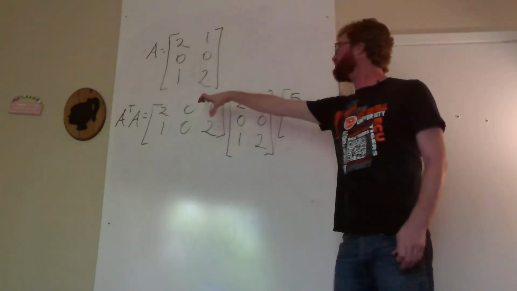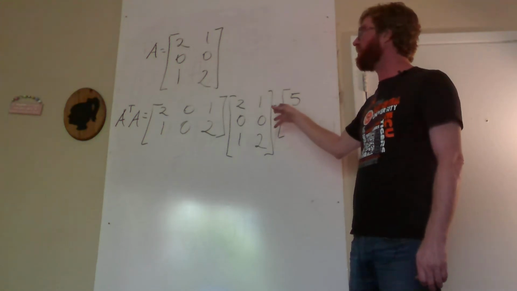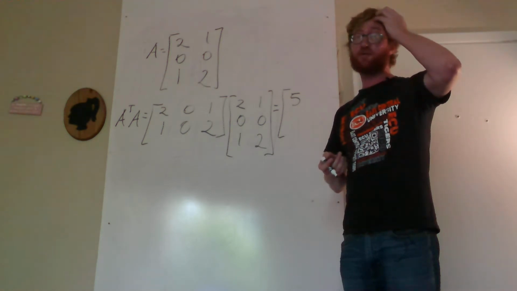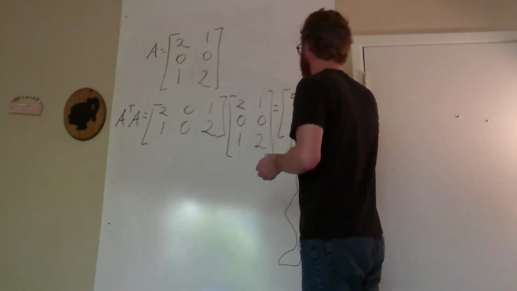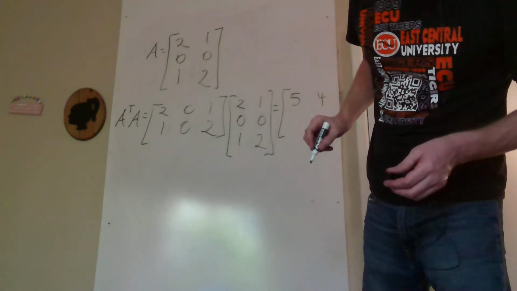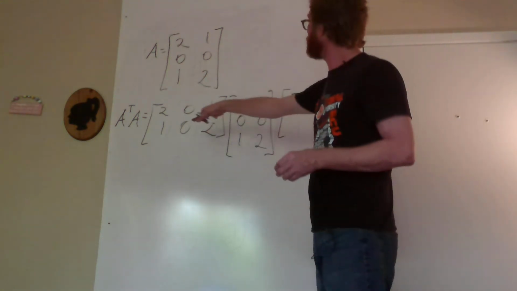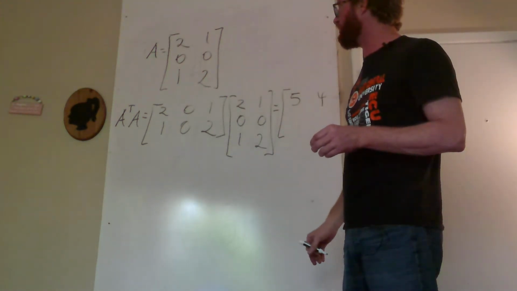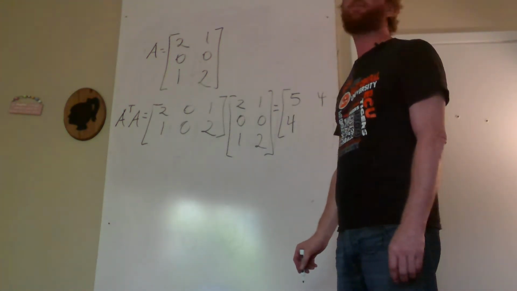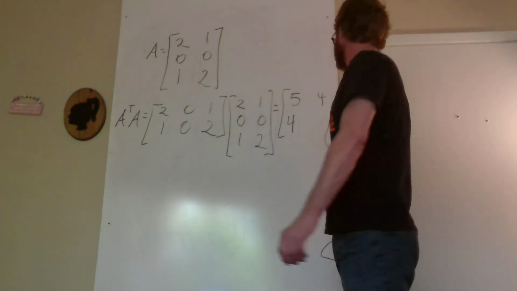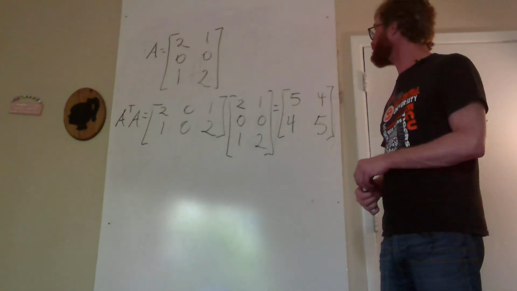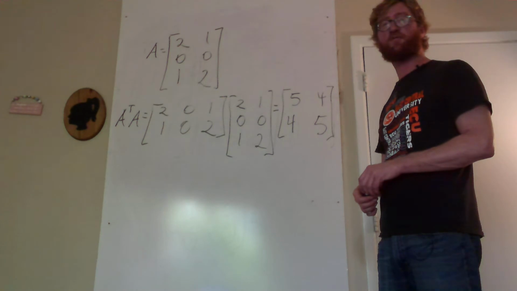Now 2, 0, 1 acting upon 1, 0, 2. What would that come out to? It would be 2 plus 2, which is 4. Now 1, 0, 2 acting upon 2, 0, 1 would also be 2 plus 2, which is 4. Now 1, 0, 2 acting upon 1, 0, 2 would be 1 plus 4, which is 5. So A transpose A is 5, 4, 4, 5.